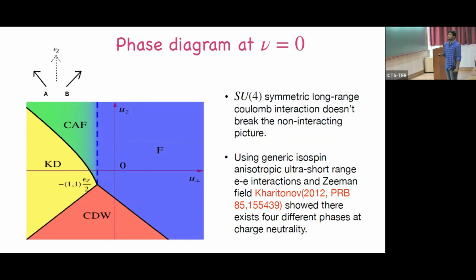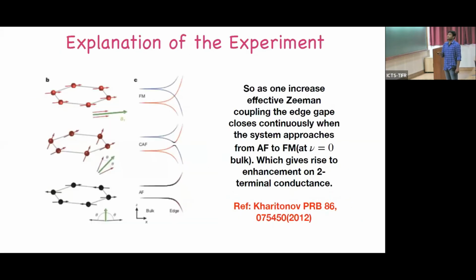Now, this second order phase line depends on the Zeeman field. So if you increase the Zeeman field, this line shifts to the left. So if you start with a CAF phase, after increasing the Zeeman field you will go from the CAF phase to the ferromagnet phase. Now the question is, does that explain the experiment?